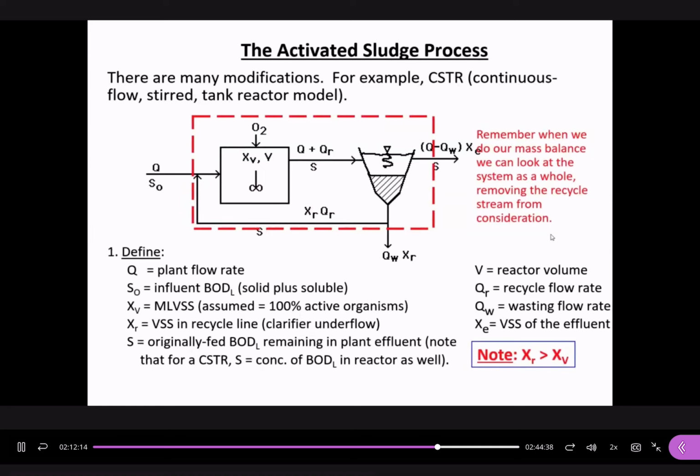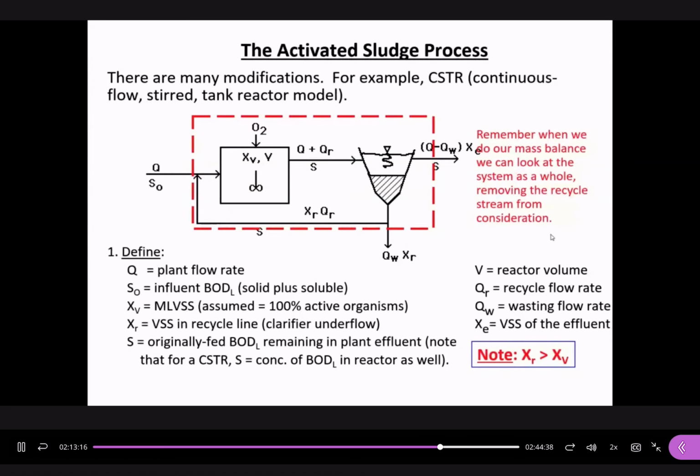In your textbook, it could not be 0 because the equation becomes more complicated. You can go read the textbook. So this is 0. How about out? What is out? So we have two flows. Outflow, this one, what is the mass? QW times XR. What is the other? Q minus QW times XE. So this is in, this is out.